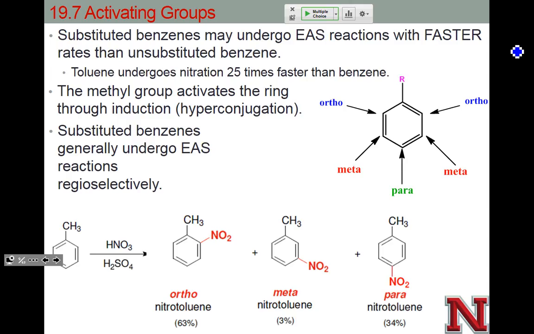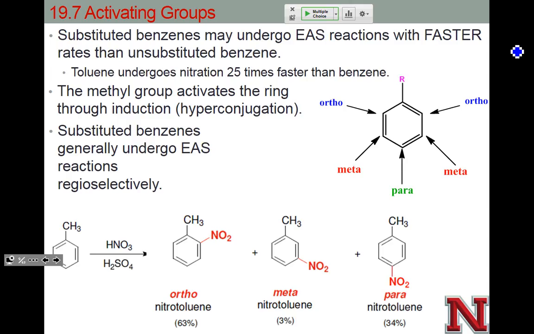To explain this directing, we're going to have to look at our sigma complex. And our sigma complex is going to explain why we get ortho and para directing, and that's what we're going to call it when we have regioselectivity, that our CH3 group is directing the new group onto the ortho or the para position, but not directing in the meta position. So we're going to look at the sigma complex to understand that.